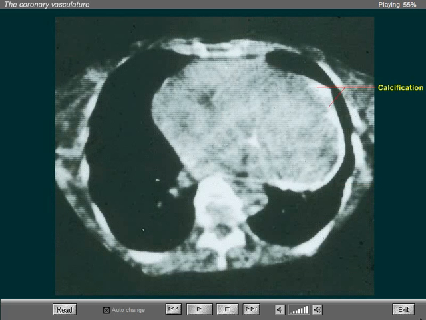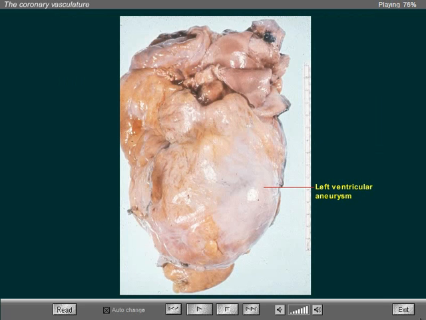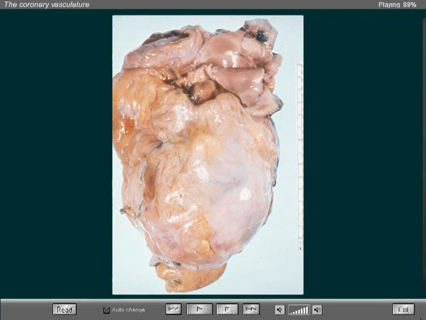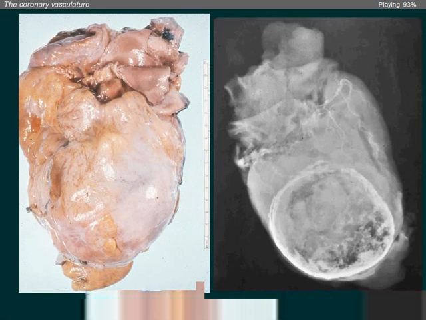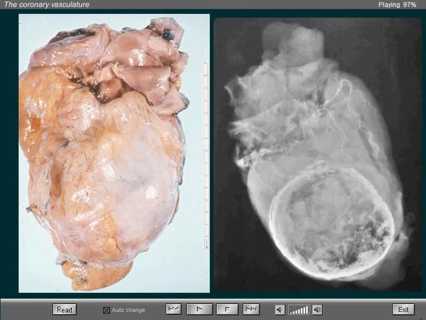The second image is a CT of a left ventricular aneurysm where you can see uniform calcification in the contour of the left ventricle. Then we see a photograph of the specimen showing the pale surface of the left ventricle. And finally, a radiograph of the specimen showing the heavy calcification that was seen in the wall of the left ventricular aneurysm.